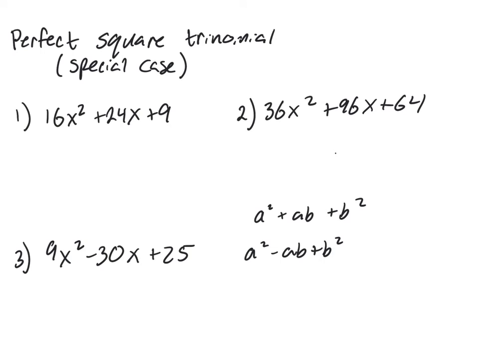So our first term and our last term must be perfect squares. So if I look at number 1, I can see that 16 and 9 are both perfect squares, and really x squared as well. So anything with an even exponent, any variable with an even exponent is a perfect square. So I'm allowed to factor this using the rule of perfect square trinomials.